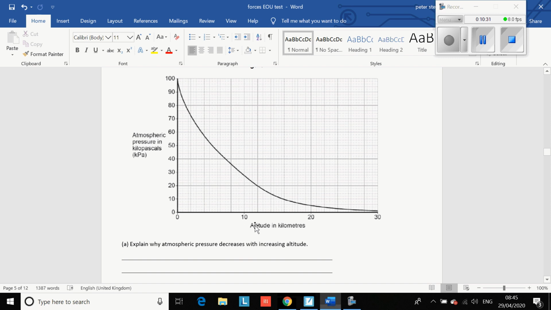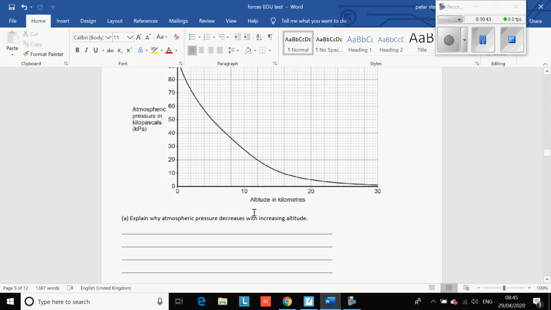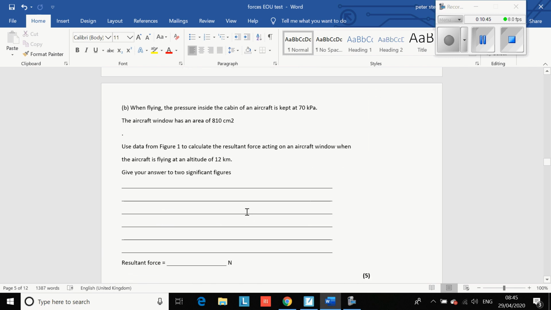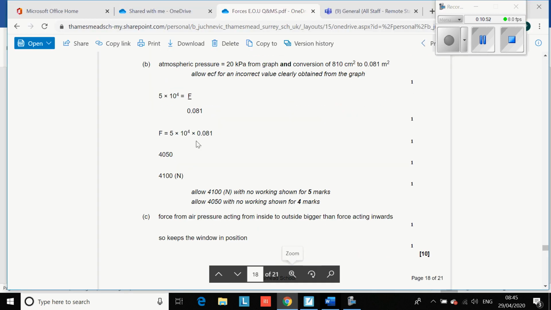So it says 12 kilometers, so that'd be about there, give or take. And there's your atmospheric pressure, 20 kilopascals there. Okay, so we've got pressure and we've got the area. So hopefully now we have everything we need.